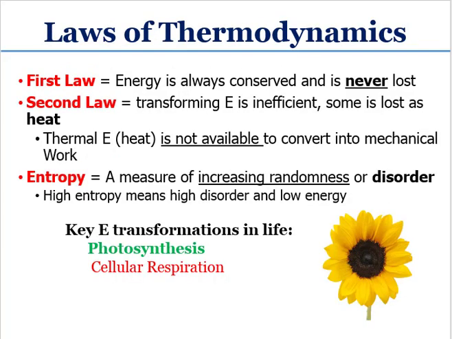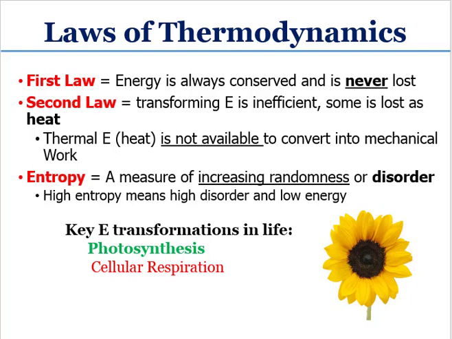The laws of thermodynamics must be obeyed, and the first law states that matter is never destroyed nor created. It simply changes form. The second law tells us that a system is not 100% efficient, and some energy will be lost as heat. Heat is not a form of energy that's available to do work.